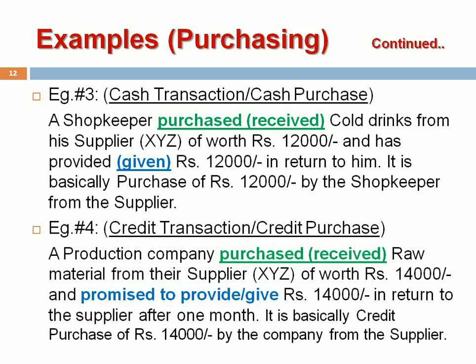Look at the example of credit purchases. A production company purchased raw material from their supplier worth rupees 14,000 and promised to provide rupees 14,000 in return to the supplier after 1 month. It is basically a credit purchase of rupees 14,000 by the company from the supplier.